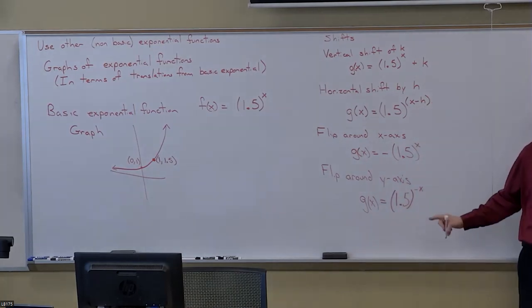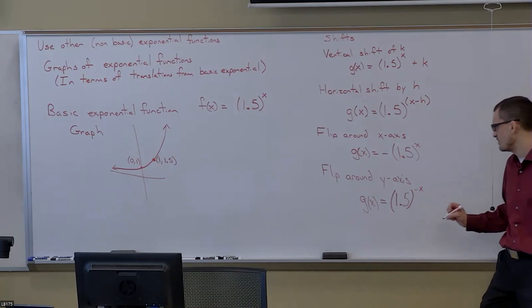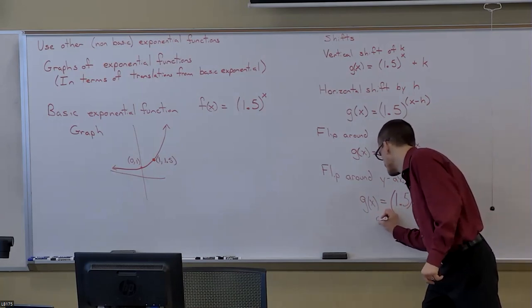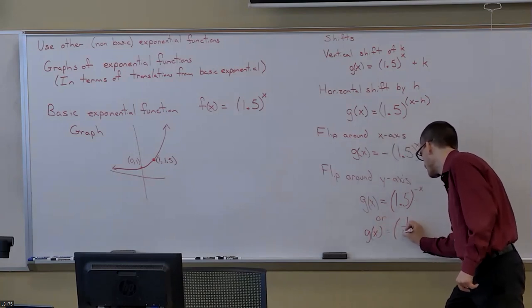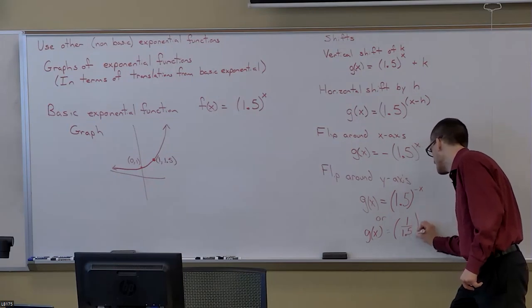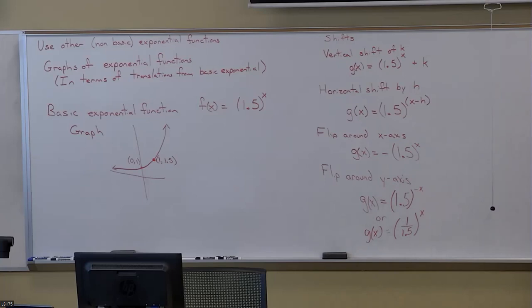And by the way, this is what I was saying earlier. My rules of exponents are such that this is the same thing as 1 over 1.5 to the x power, right? A negative exponent is the same thing as the reciprocal taken to the positive exponent. Okay.